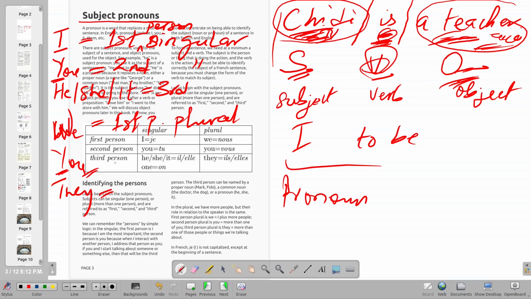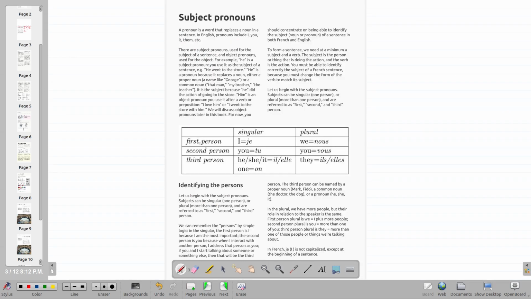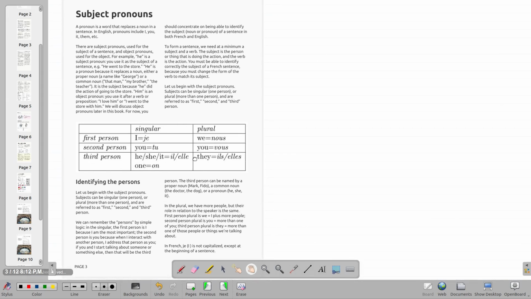Then they, we are talking to you about other people. That is third person plural. So this is what we mean by subject pronouns. Pronouns that replace subject nouns. So I'm going to clean up so that we can have space to fit in more.